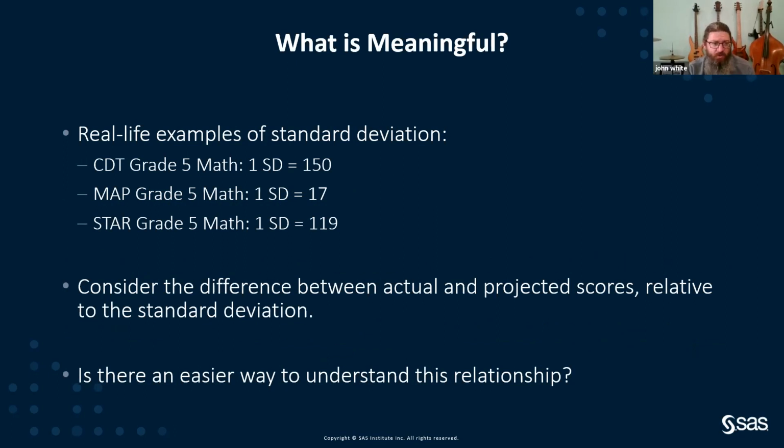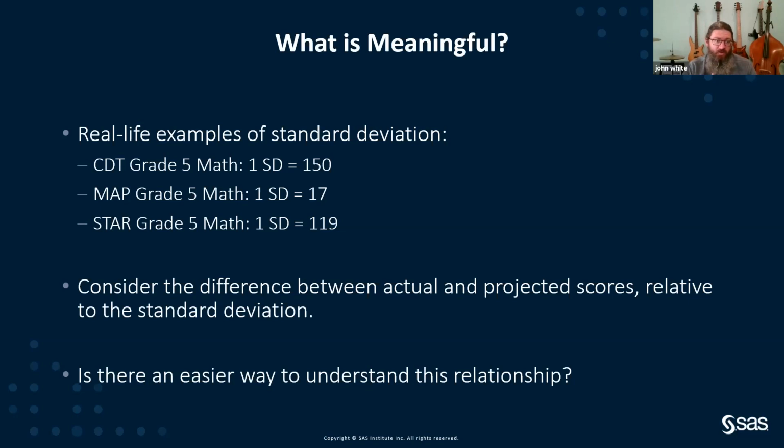So these are real examples of some of the standard deviations. If you think about the CDT test with the scale that it has and look at the variation of grade 5 math, we see that the standard deviation is 150 scale score points. So again, just to put that in context, that means 68% of the students in 5th grade math test between plus or minus 150 from the mean of the 5th grade math student achievement distribution.